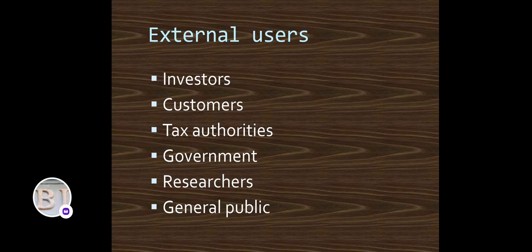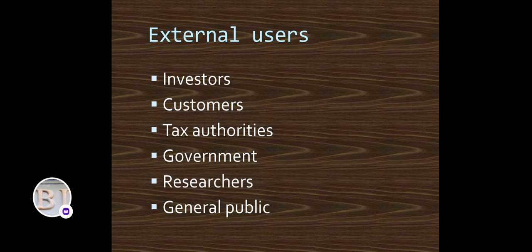The next group is external users. Who are the external users? Those outside the business. The first is the investor. Who are the investors? We are the investors. If we are going to invest in the business or in the shares, then we are said to be the investor of the business. The second person is the customer.